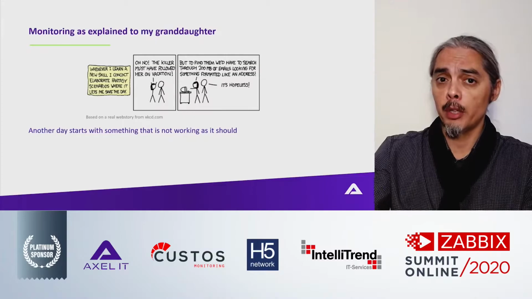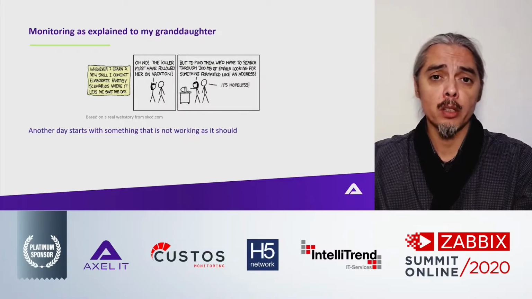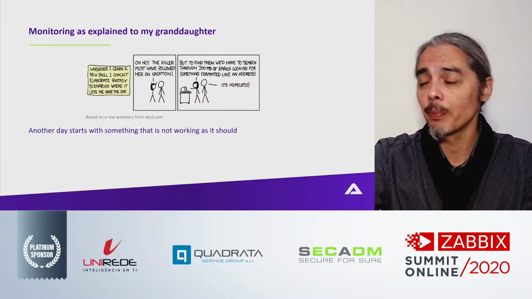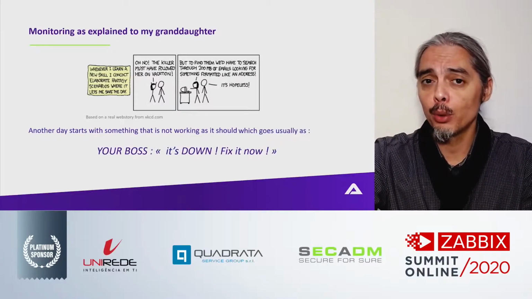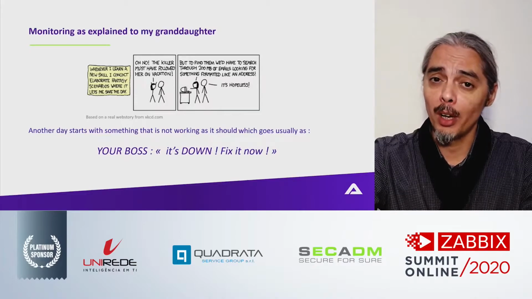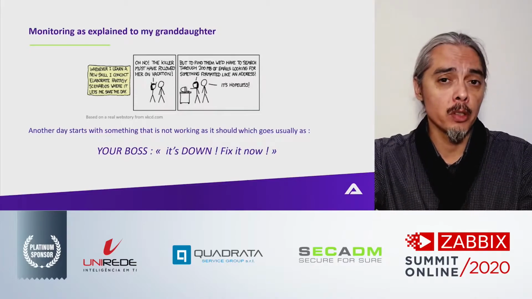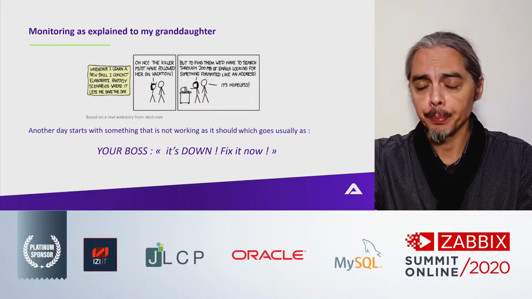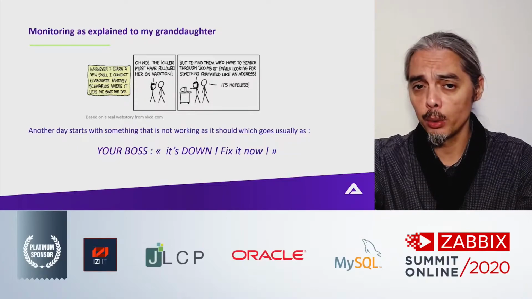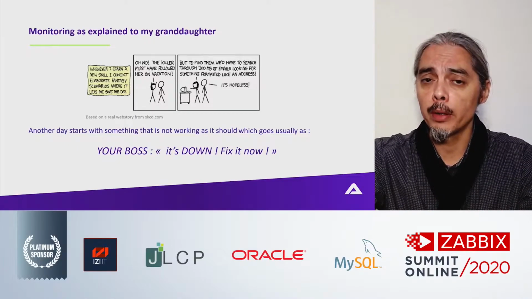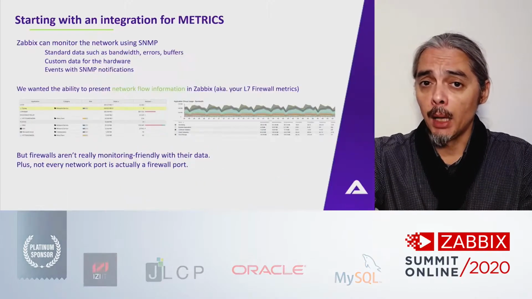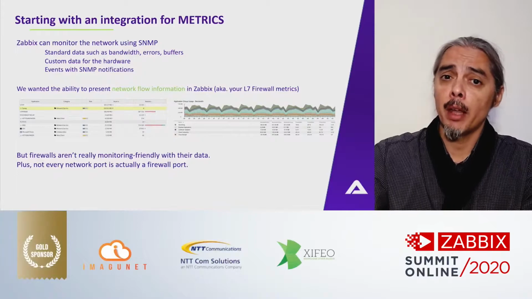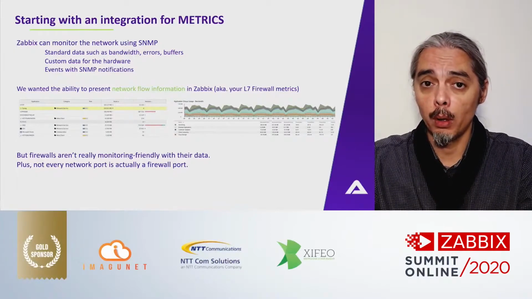When we're talking monitoring, at the start of the day something is not working as expected. Your boss asks you to fix that very quickly because the business is losing money, right? The natural reaction when this happens is hoping it's actually the network. So the network can actually be managed by Zabbix almost always.